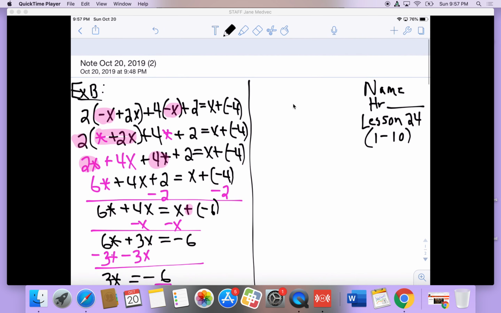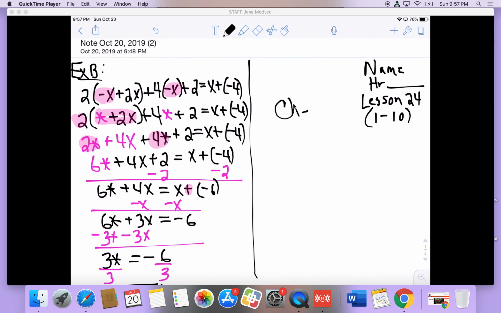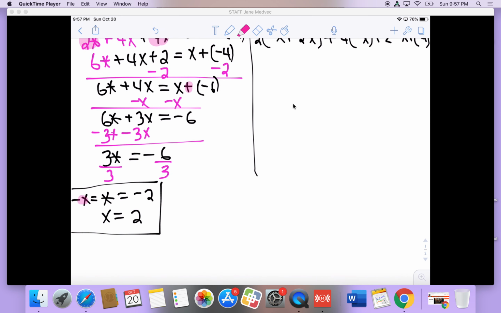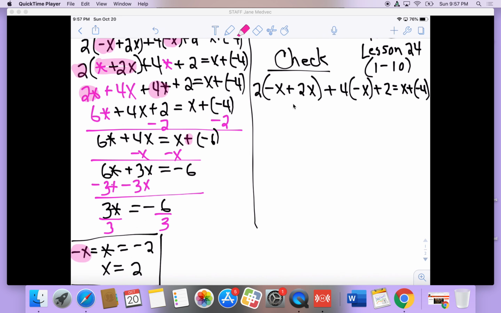Now what we're going to do is we're going to come back to our check. We're going to write the original problem. And we're going to take out the negative x, and this is one reason why it's important to have that negative x, so that you know what negative x is, and that is -2.